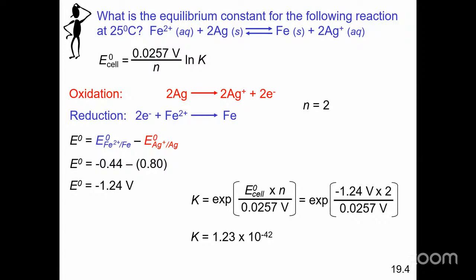Let me see something here. 1.24 times 2, that's 2.48, divided by 0.0257, 96.5. Okay, when I worked out this part here, I got minus 96.5. Now this is 1 decimal place. That means this should be 1 sig fig, right? So make a note of that. That should be 1 sig fig, all right?